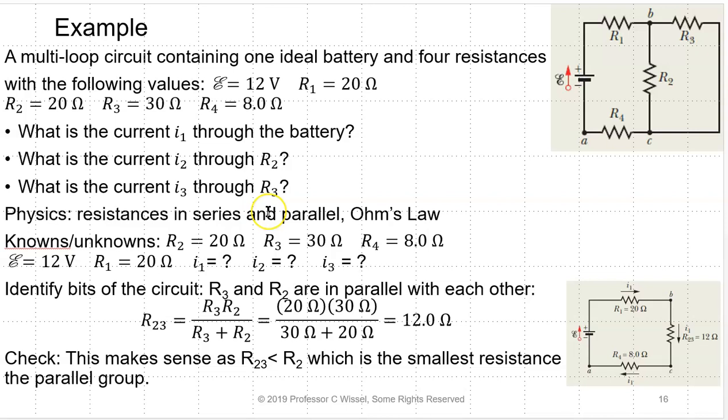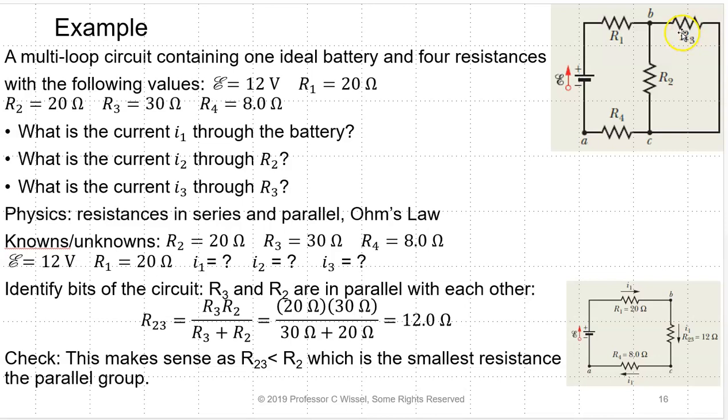Okay, the physics of this is resistances in series and parallel, and of course we can always use Ohm's law for this. We write down knowns and unknowns. R2 equals 20 ohms, R3 equals 30 ohms, R4 is 8 ohms, EMF is 12 volts, R1 is 20 ohms, I1 is what, I2 is what, I3 is what. We're going to identify bits of the circuit. R3 and R2 are in parallel with each other.